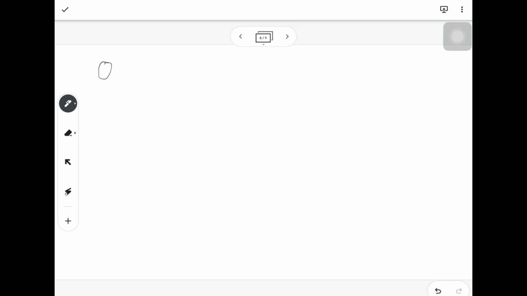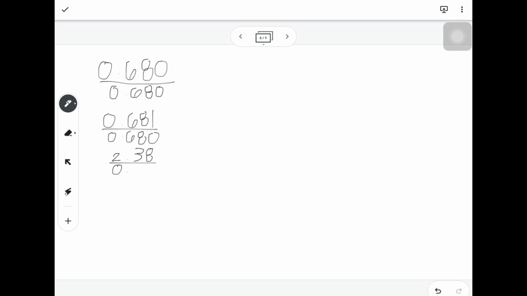After that, we have to divide all these moles by the smallest value. By looking at this, 0.680 is the smallest value of the mole. So divide all these moles by 0.680. 0.680 divided by 0.680 equals 1. 0.681 divided by 0.680 equals 1. And 2.38 divided by 0.680 is 3.5.